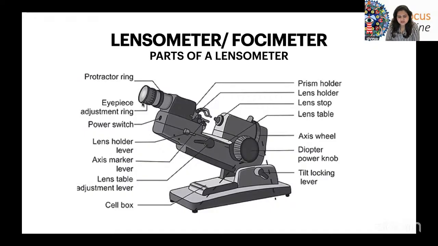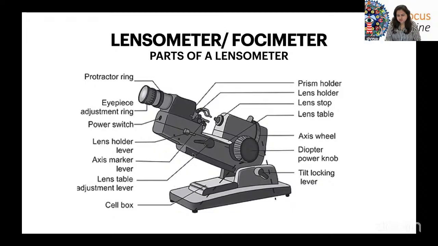The first thing is the eyepiece, and then there is the protector ring. The eyepiece can be rotated anti-clockwise and clockwise so as to focus the reticule. The reticule is somewhere here. This is the power switch, and then we have different attachments for keeping the lens. Here is the lens stop. Here is the axis marker. In the case of cylindrical glasses, we need to mark the axis. This is where the axis marker is. Then this is the lens holder lever.